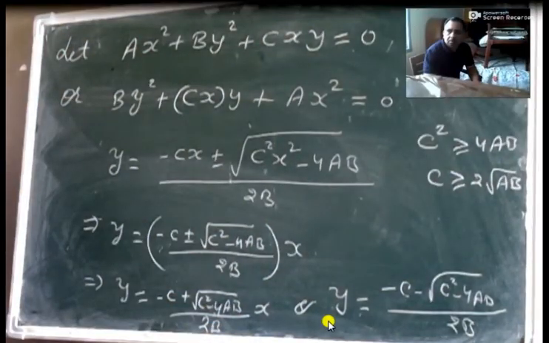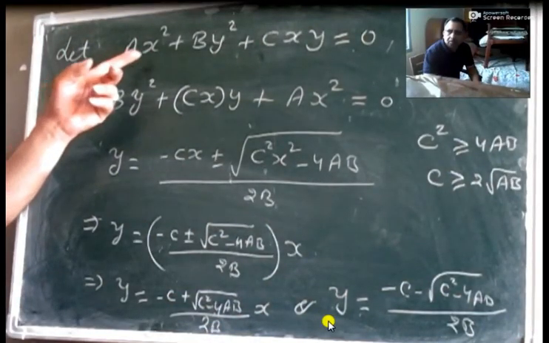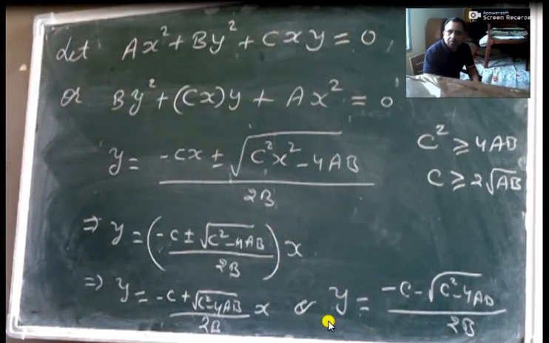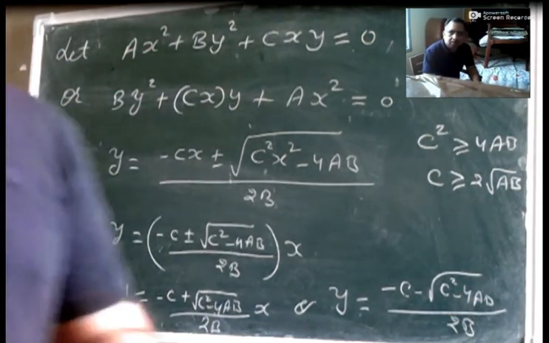So now we shall move to the general case when we have a second degree equation in x and y. So what is the relation among the coefficients such that the second degree equation may represent a pair of straight lines?